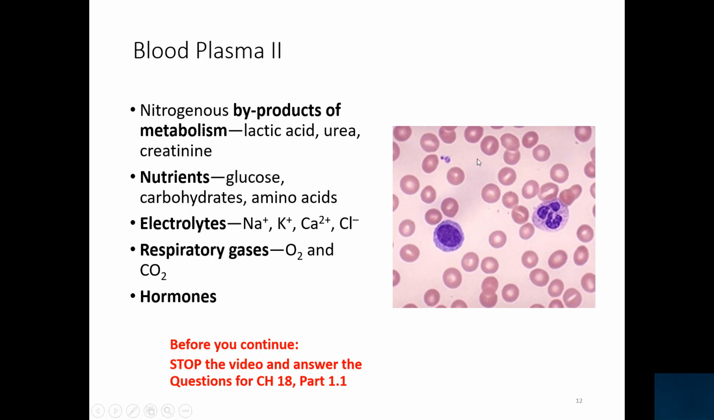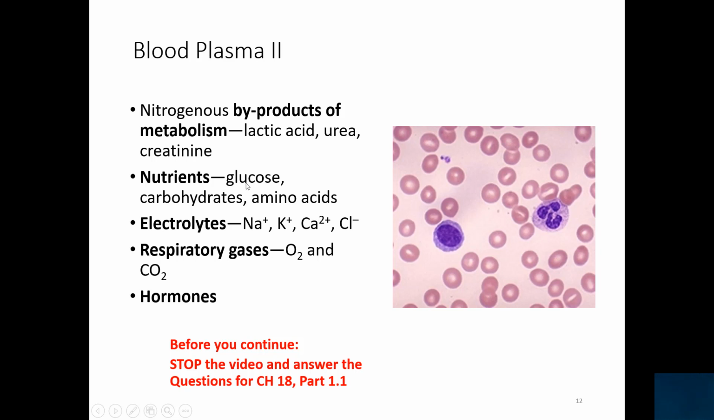Between the cells right here, there is blood plasma, which is mostly water, but except proteins and water, there will be a lot of other substances, like nitrogenous byproducts of metabolism: lactic acid, urea, and creatinine. Most of these substances will be removed with urine when they go through the kidneys.